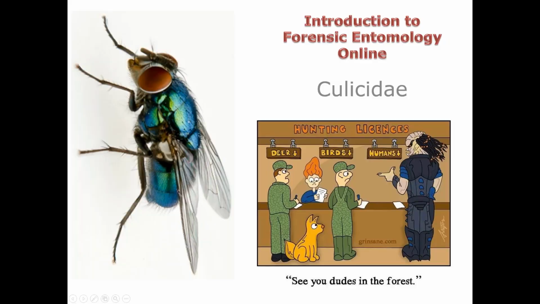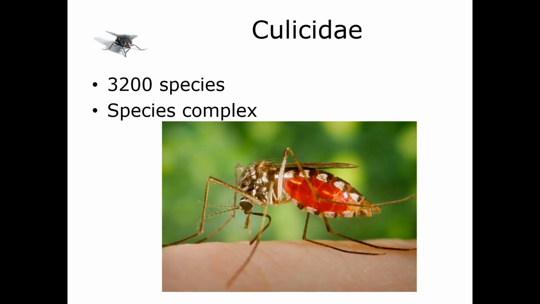Okay, so we've looked at a lot of different flies. Now we're going to end our discussion on the Diptera by looking at flies that are a little on the edge of forensic importance, but they might be becoming more important, and at the very least, they are super, super annoying. We are looking at the mosquitoes, or the Culicidae, or Culicity, depending on who you talk to.